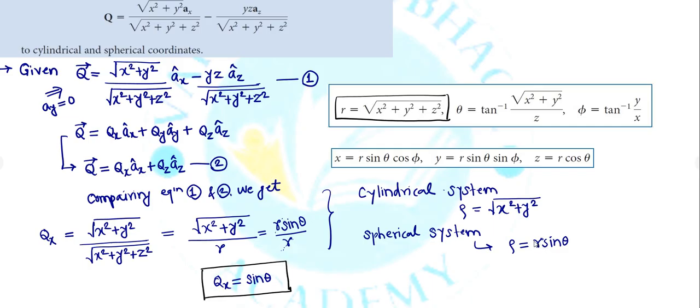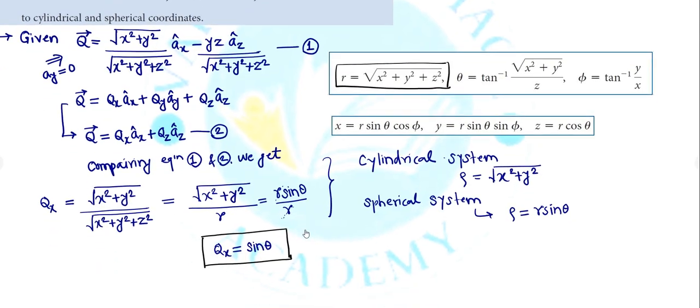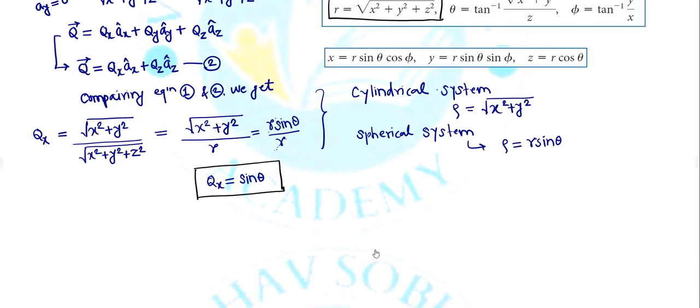Now next, we are going to find out the value of qz by comparing equation 1 and 2. If you compare equation 1 and 2 and write the value of qz, what is that qz? You will find that qz is equal to minus yz divided by square root of x square plus y square plus z square.